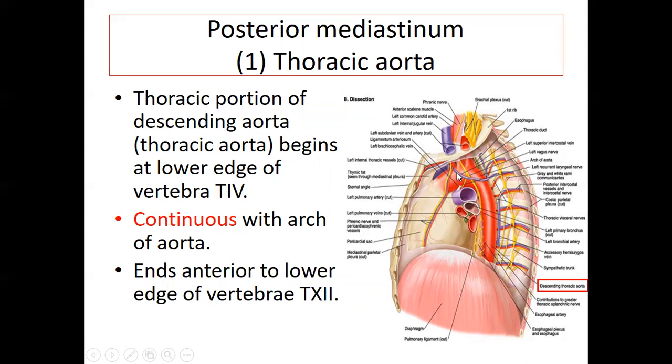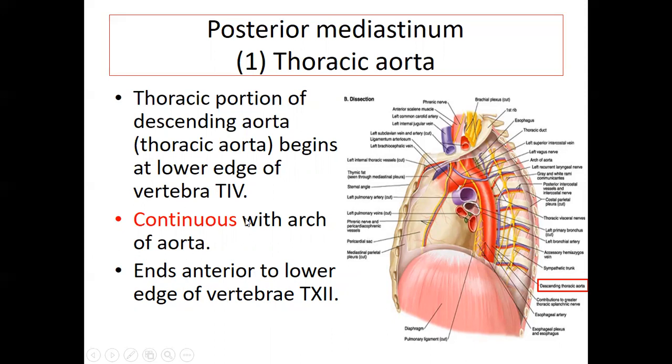You can see here, arch of the aorta. This is the thoracic aorta. This thoracic aorta ends anterior to the lower edge of vertebra number 12, T12. It ends here, from here toward here. That is the level.